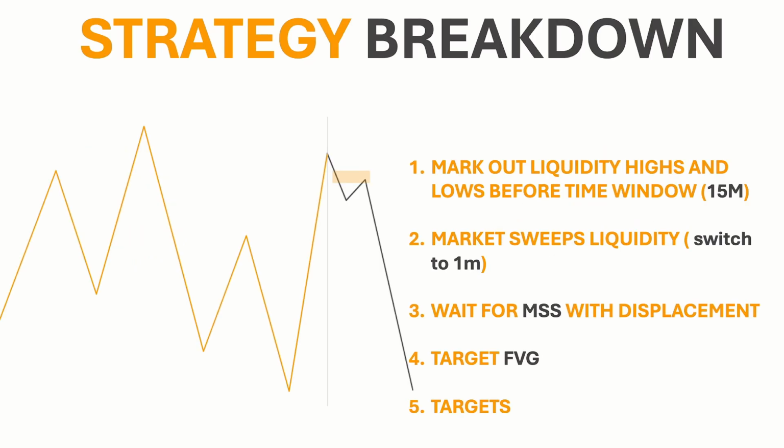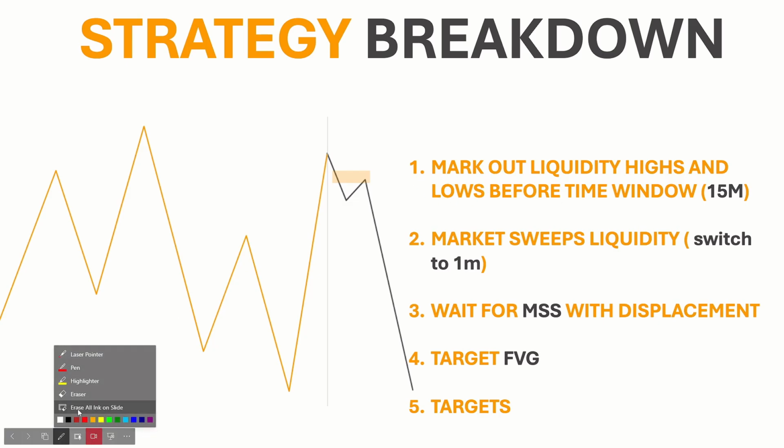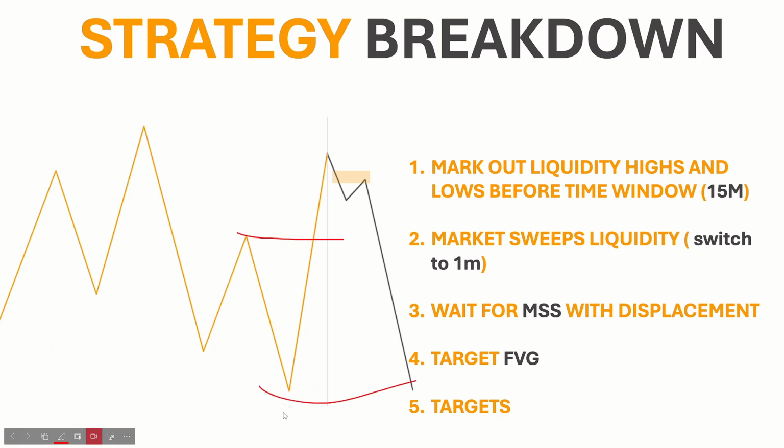So now we're on to a strategy breakdown. I've listed the strategy in 5 steps to make it easy for you guys, and I've included a little diagram here so you guys can visualize it better. So start off with our step 1, mark out liquidity highs and lows before the time window on the 15 minutes. So before this point, before 3 a.m. USA time or 8 a.m. UK time, you want to mark out your liquidity highs and liquidity lows. Now, this is a bit wonky, however, you want to wait for the liquidity high or low to be broken. Now, before this point, we can let market do whatever it wants. Market can go up, down, market can do whatever it wants. So we want to look for our liquidity highs and liquidity lows and mark them out.